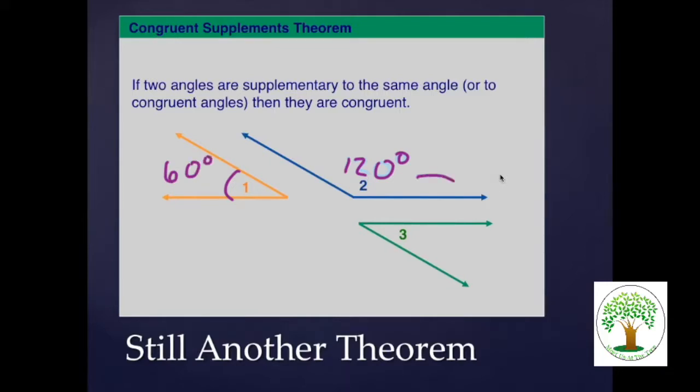If I say that angle 2 and 3 are also supplementary, what does angle 3 have to be? 60 degrees. What does that mean about angles 1 and 3? They are congruent. Now let's look at the statement. If two angles are supplementary to the same angle, that meant that angle 1 was supplementary to 2, and 3 was also supplementary to 2. If two angles are supplementary to the same angle, then they are congruent. So if I have two angles supplementary to an angle outside of itself, then they're congruent to each other. If you need to draw those pictures on your pages or in your postulate book, please do.